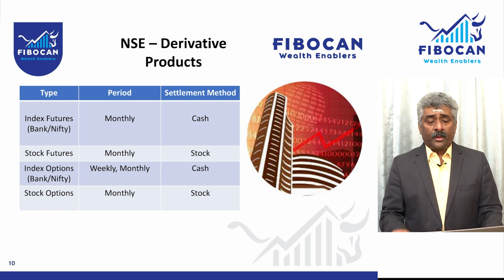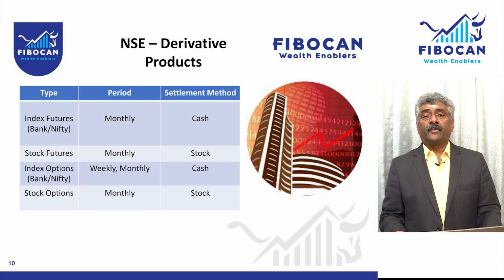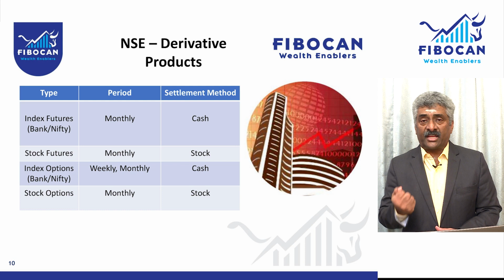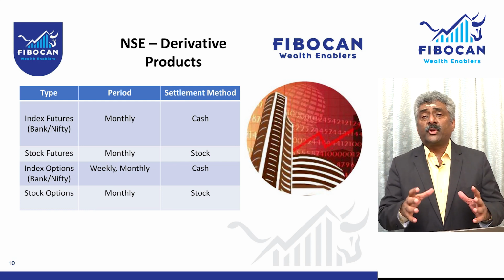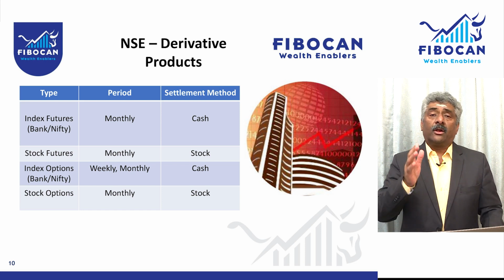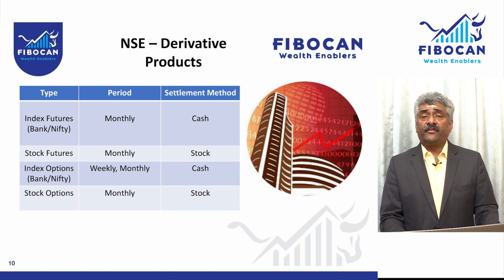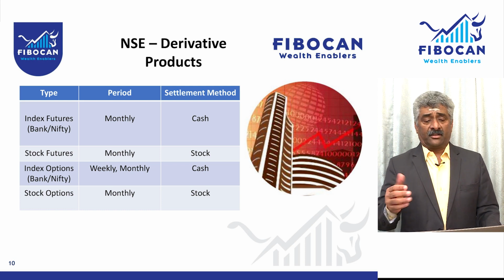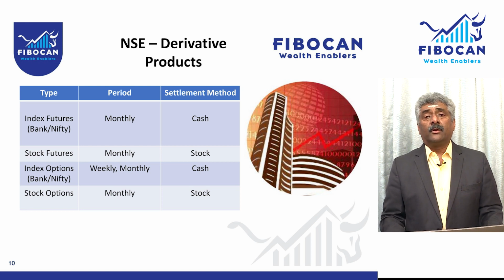Okay. In the case of stock futures, it is also monthly settlement, but it is stock settled. That means the buyer has to compulsorily take delivery of the shares and the seller has to compulsorily give delivery of the shares. This is only for unexecuted open contracts lying on the expiry date. Okay. In the case of index options, Bank Nifty and Nifty, there are 2 types: weekly options and monthly options. Both are cash settled. Stock options are only monthly, and again they are stock settled, you cannot settle in cash.